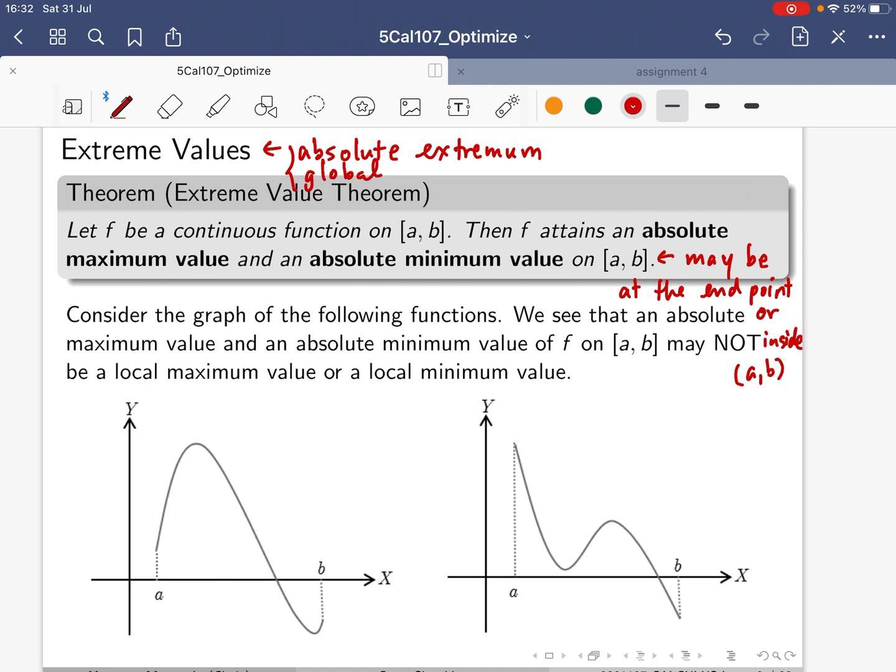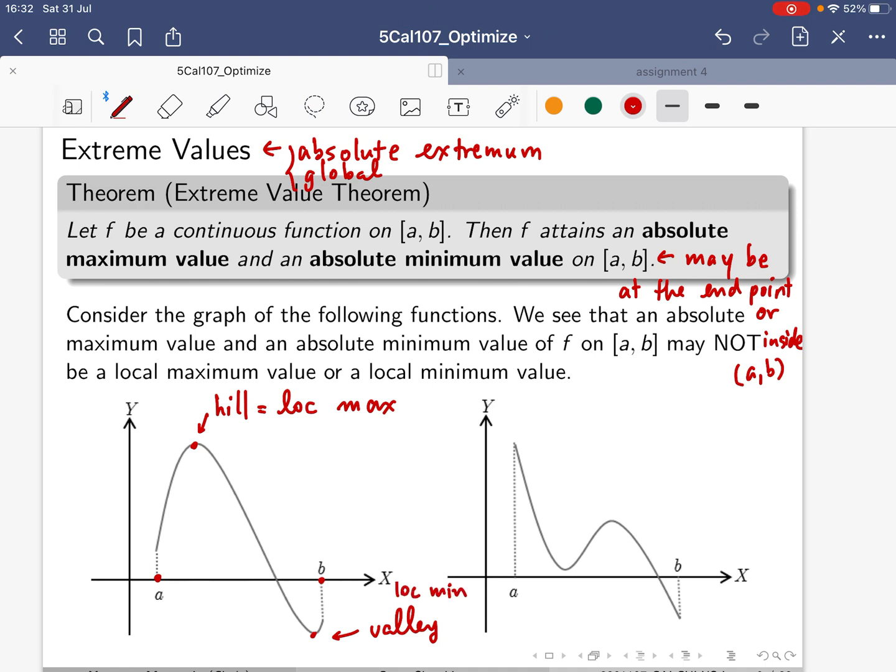So for example, let's take a look at this graph. Here is your a, there is your b. If you take a quick look, this one is a hill, and this one looks like a valley. So what does this mean? A hill corresponds to a local max, and this one corresponds to a local min.